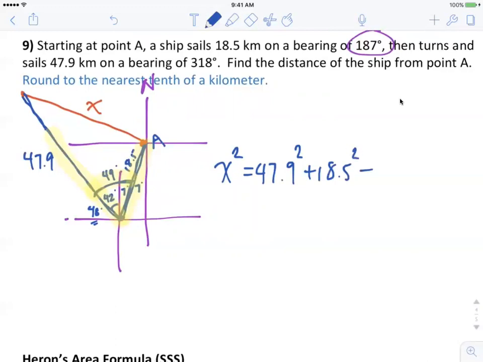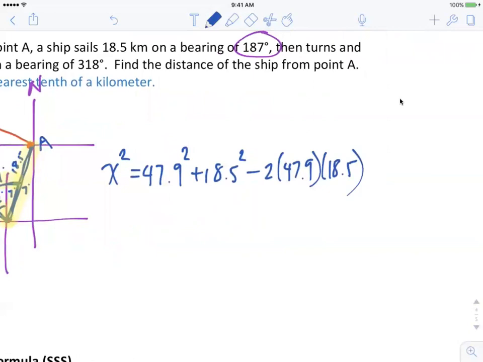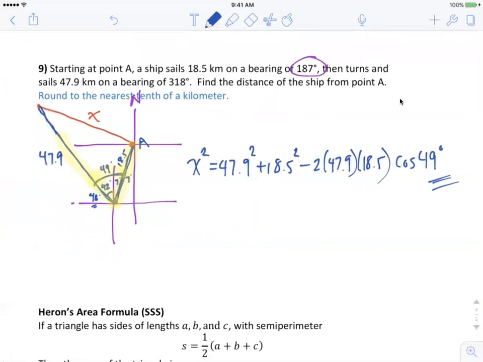But then you gotta keep going. Minus 2 times each of those, times the cosine of the angle, which we found to be 49 degrees. The hardest part of this problem is getting that 49, because that was all the picture and geometry, alternate interior angles, adding up to 90, drawing the picture right, and bearing. But once you have this all set, then the calculation is fairly straightforward, right?